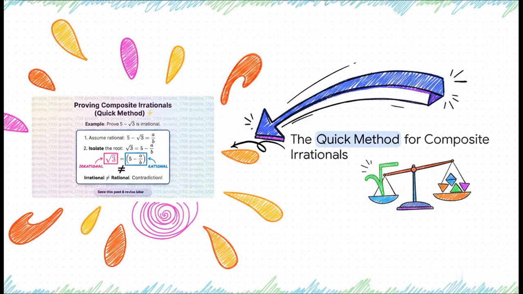Now, what about composite irrationals? Something like 5 minus the square root of 3. Well, there's actually an ultimate shortcut for this. You just rearrange the equation to isolate the root on one side. So root 3 equals 5 minus a over b. By doing this, you're clearly showing an irrational number sitting directly across an equal sign from a rational number. And honestly, that's a mathematical impossibility, which elegantly proves that the whole expression has to be irrational.